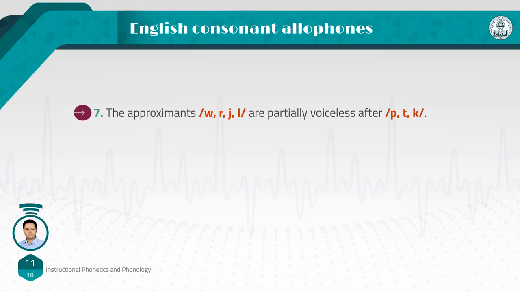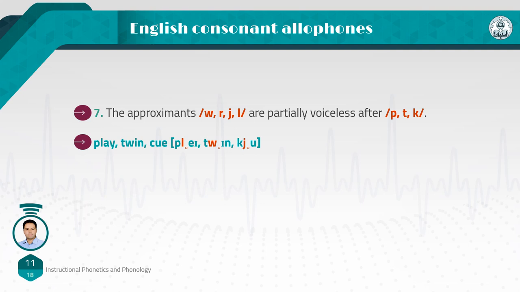Number 7. The approximants w, r, y, l are partially voiced after the stops p, t, and k. Look at the examples. Play, tween, queue. The approximants are voiceless. Play, play. Now compare this l with leave when it comes at the beginning of a word. Leave. It is completely voiced.